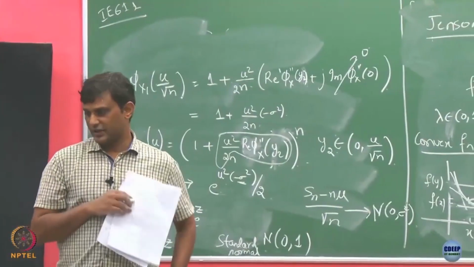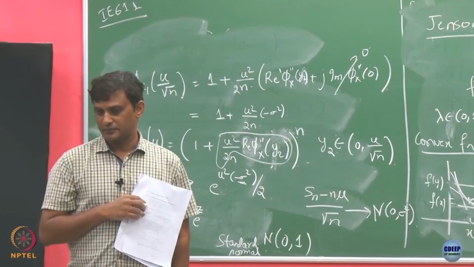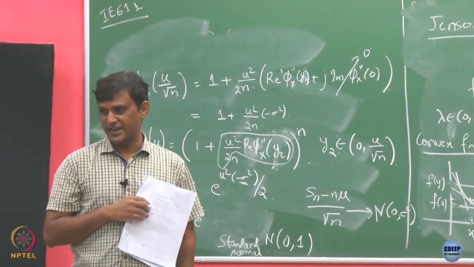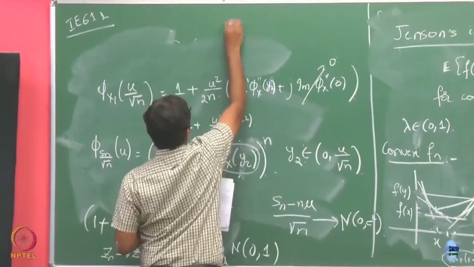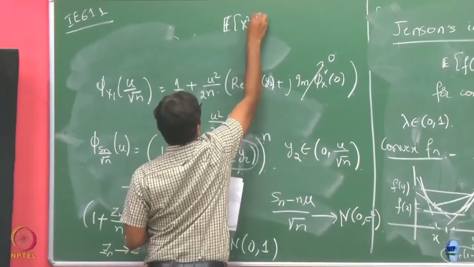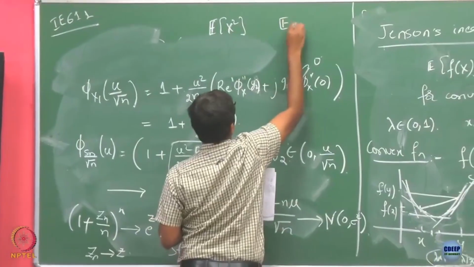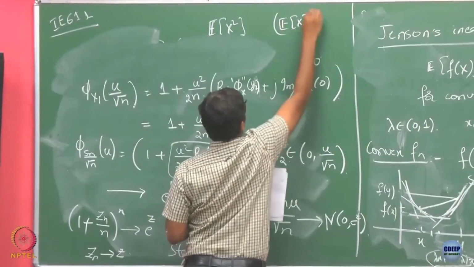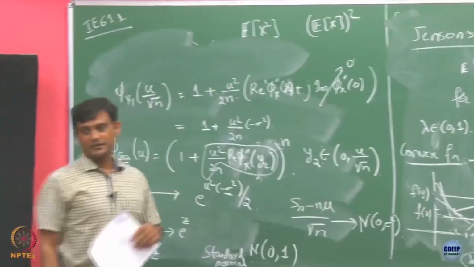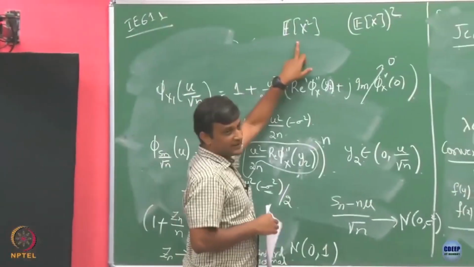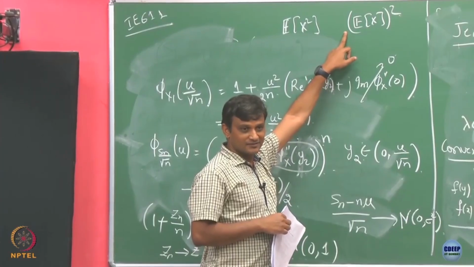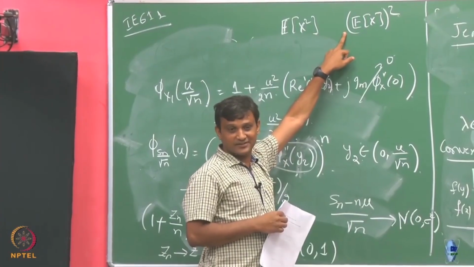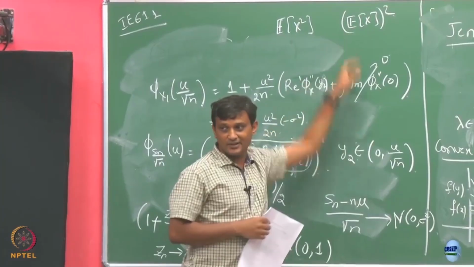Okay, so because of this you can derive some of the properties very quickly. For example, I want to find the relation between expectation of x square and expectation of x whole square, which is bigger? Expectation of x square is greater than this. Why? Can you use Jensen's inequality?